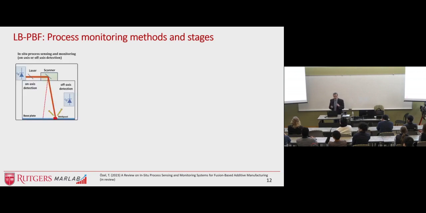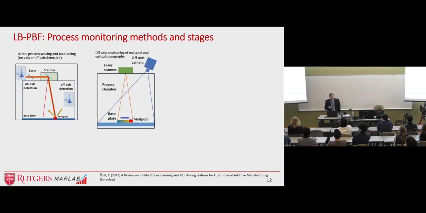Let's review what the process monitoring methods and their stages are in metal additive manufacturing. The first one shows two ways to do that: on-axis or off-axis detection. Off-axis detection would be that you could stick a microphone or an acoustic sensor or a camera to look at the melt pool from the side, not through the laser beam axis. On-axis means that you look at the process through the laser beam. So you're actually trying to monitor the melt pool in this case.